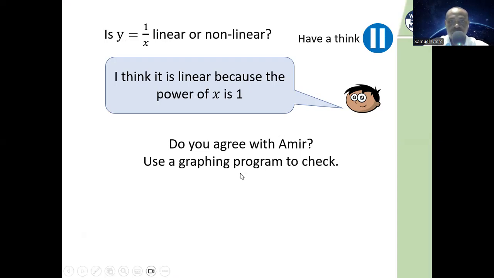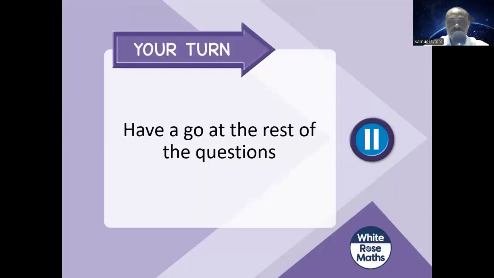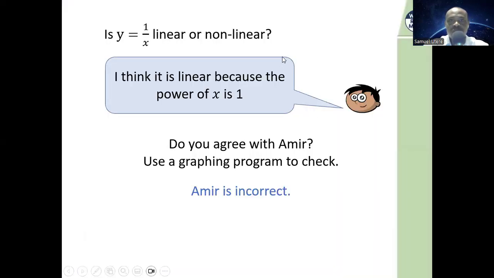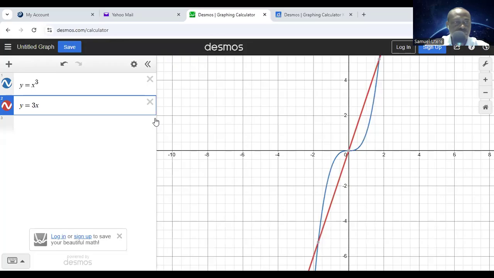Because here we can use a graphing program just now. We're going to check it. 1 over x. What does it look like? So Amer is incorrect. So let's just check it quickly. What would the graph y equals 1 over x look like? Let's use our graphing program. Y equals 1 over x. Let's delete this.